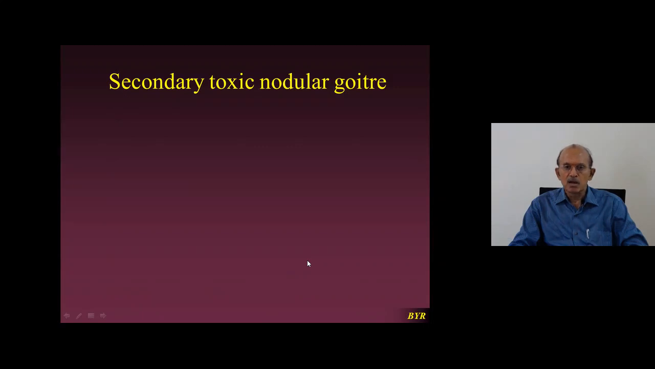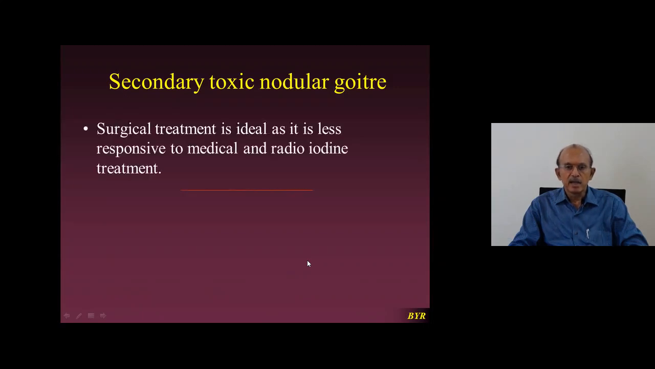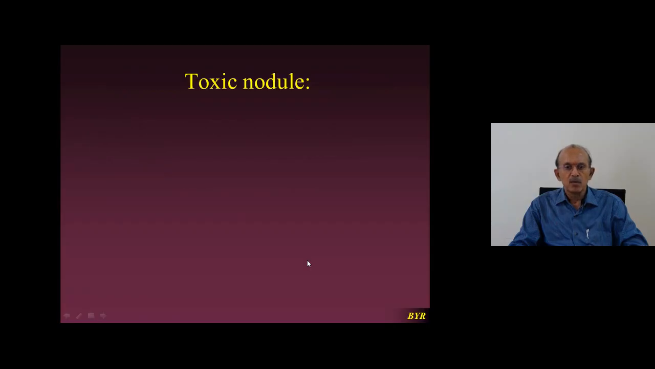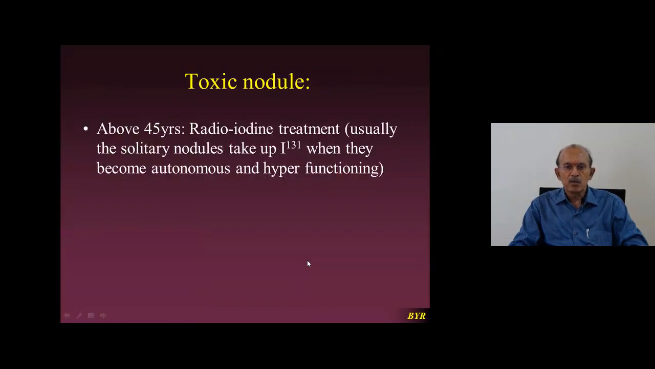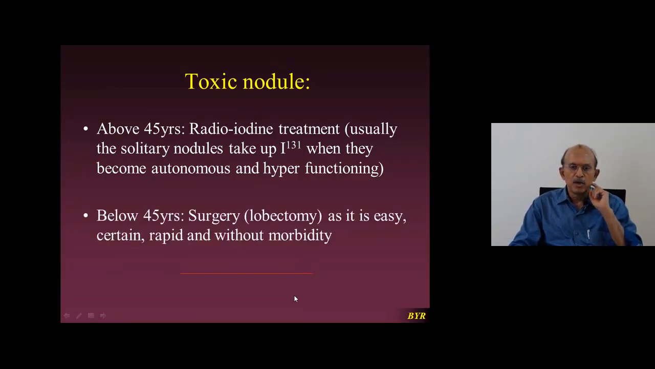Secondary toxic nodular goiter. Surgical treatment is ideal as it is less responsive to medical and radioiodine treatment. Toxic nodule, above 40 years, radioiodine treatment. Usually the solitary nodules take up I-131 when they become autonomous and hyperfunctioning. Below 45 years, surgery is done as it is easy, certain, rapid, and without morbidity.